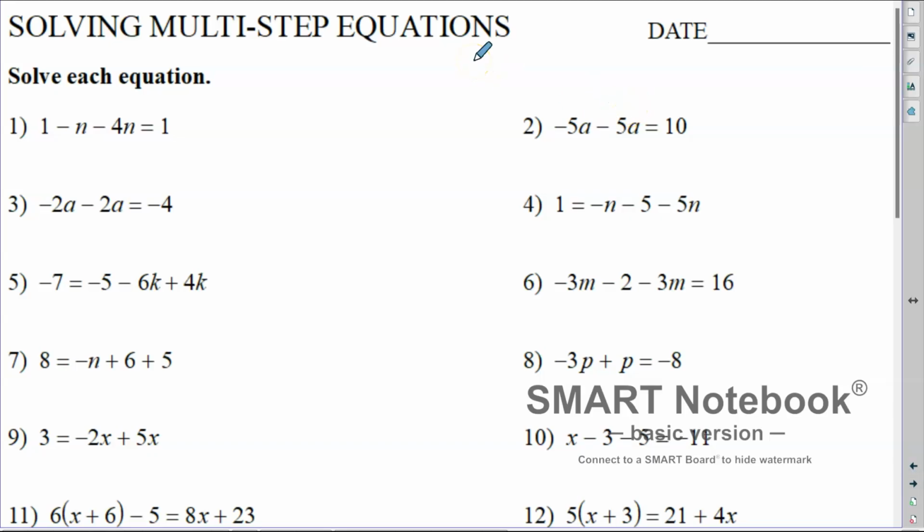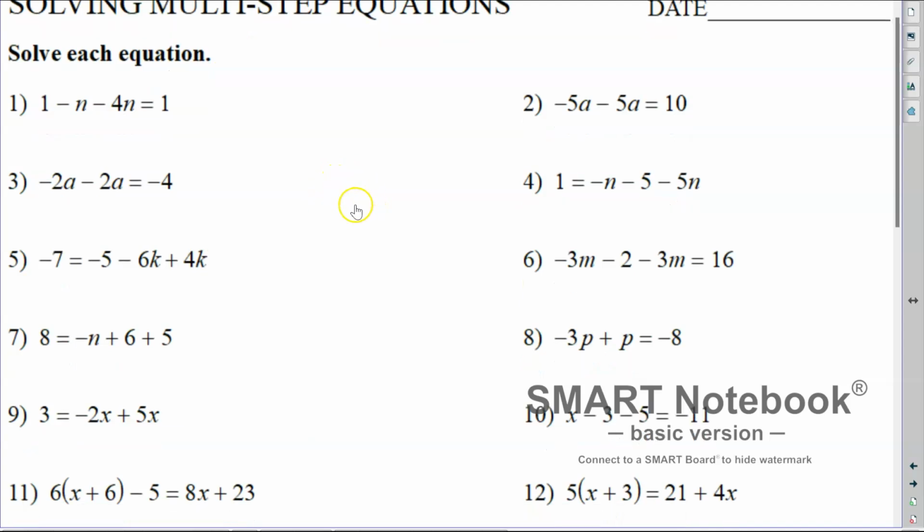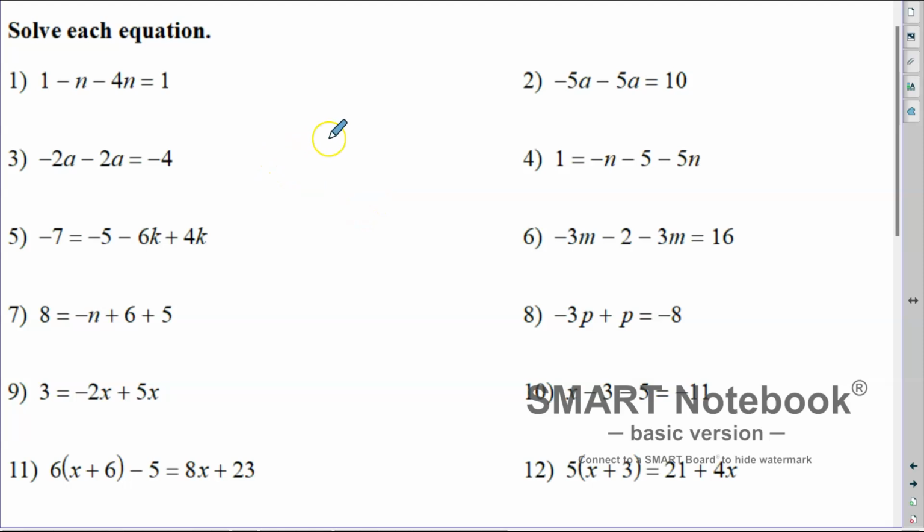All right, so we're looking at solving multi-step equations as our lesson title. And you guys knew this was coming, right? We reviewed solving one-step and two-step equations, and now we're at multi-step. Each equation has its own kind of approach, but again, the name of this game is get that variable. Let's do number one. I know my goal right here: n equals something. I want to isolate n all by itself.